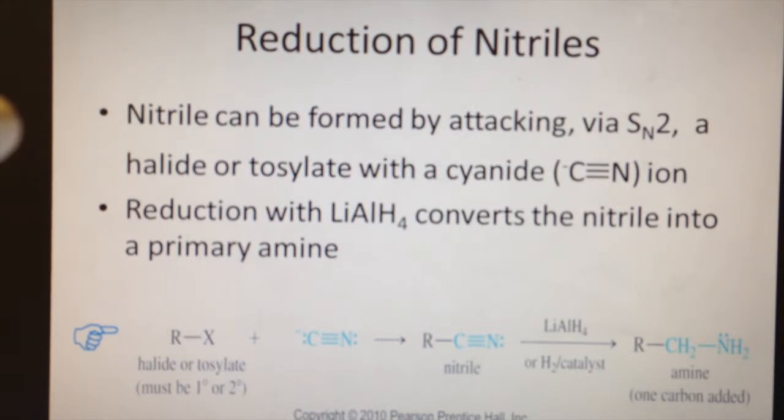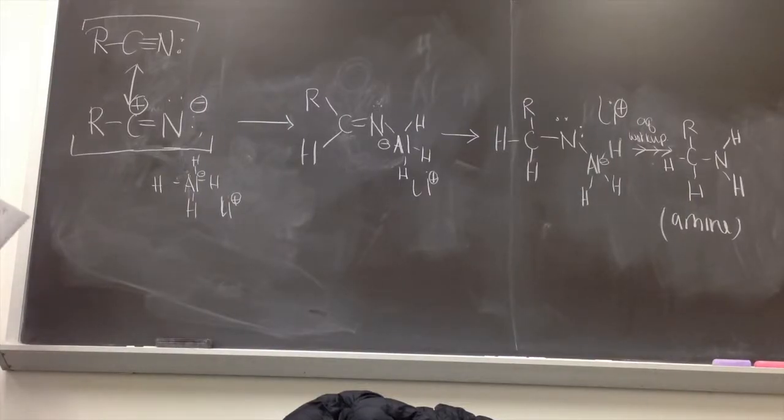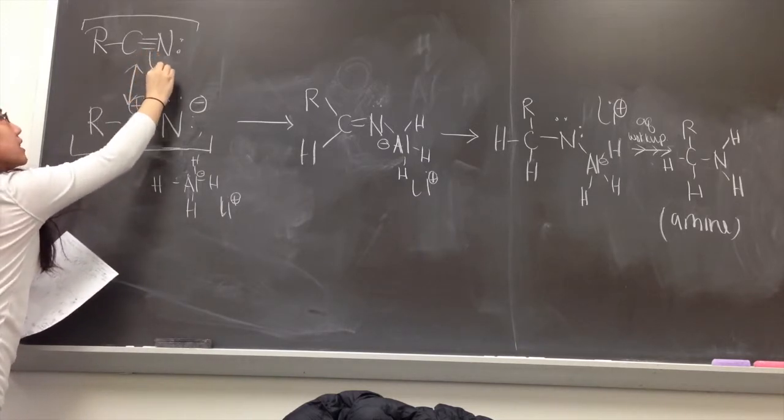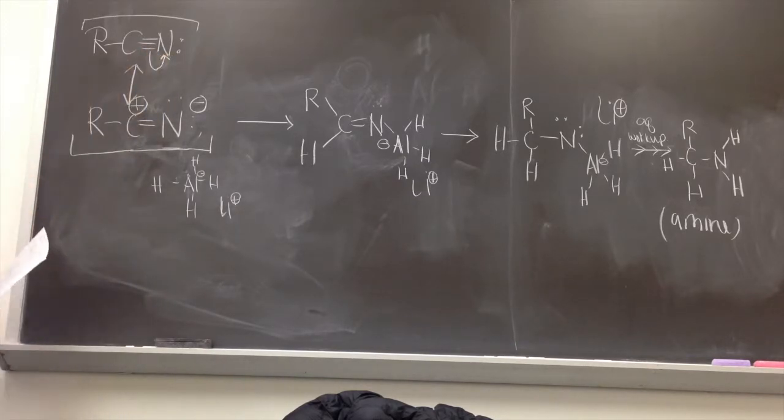A nitrile is formed when a halide or tosylate is attacked by a cyanide ion. Then the nitrile can be converted to a primary amine by reduction with lithium aluminum hydride. So a nitrile is formed, but nitrile is resonance stabilized. So by pushing one of the bonds from the CN, we get a resonance structure where the nitrogen is negatively charged and there's a carbocation.